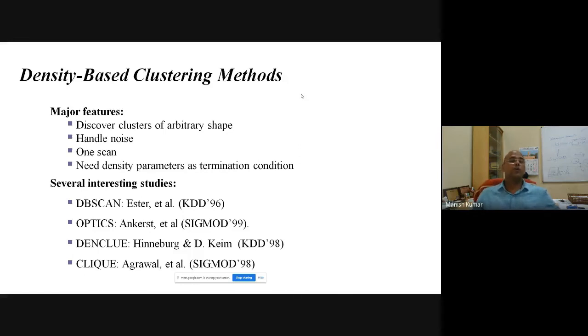Then at last we'll be looking at density-based clustering methods, where there are so many methods in place, starting from DBSCAN, then OPTICS, then CLUE and CLICK. Certainly, the best part of this particular clustering method is that it discovers clusters of arbitrary shape, and it has the capability of handling noise as well. In most cases it is one scan, and obviously it needs density parameters as termination conditions.